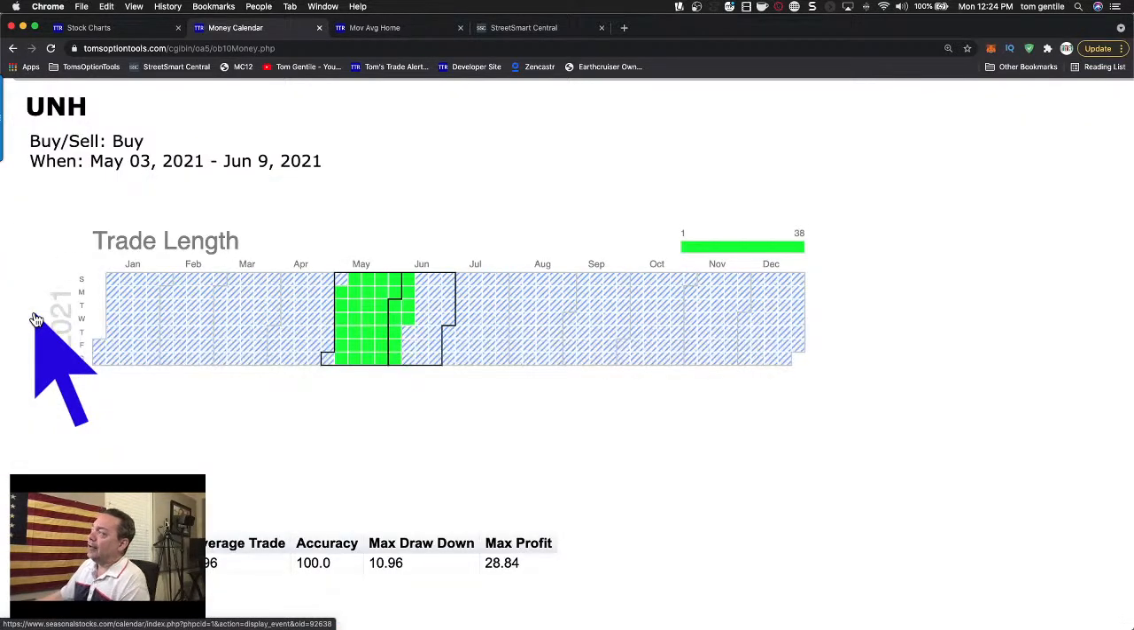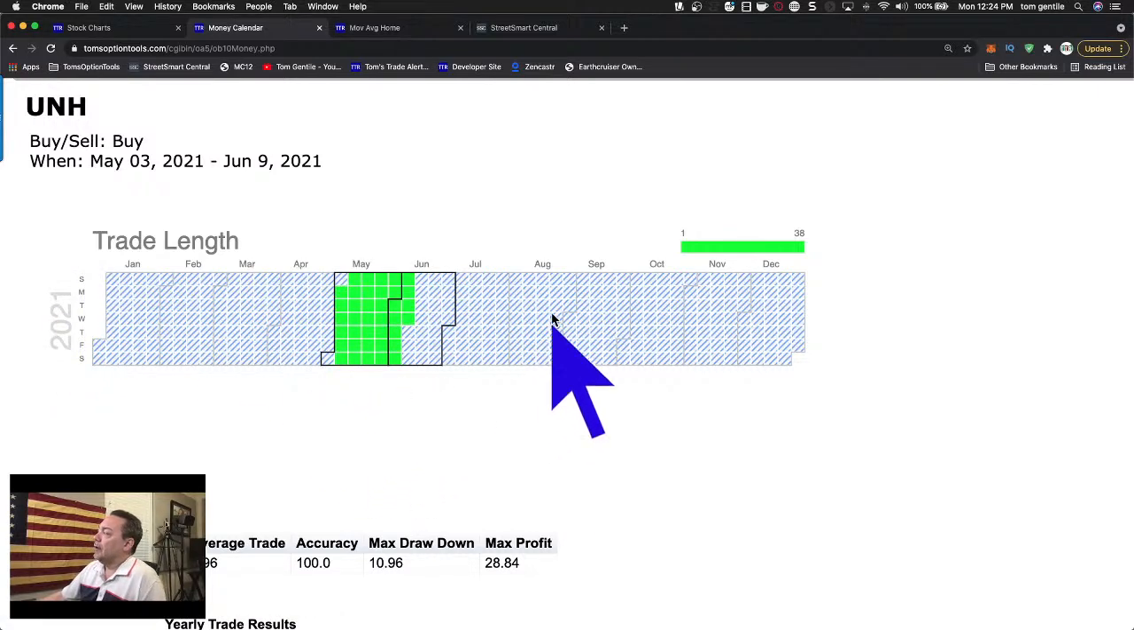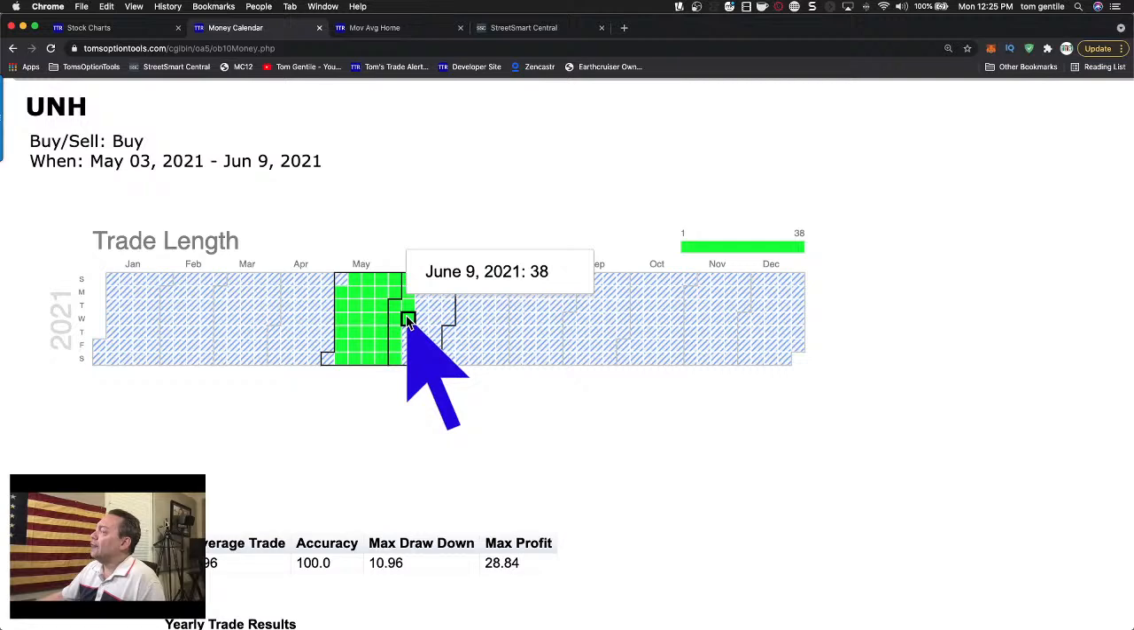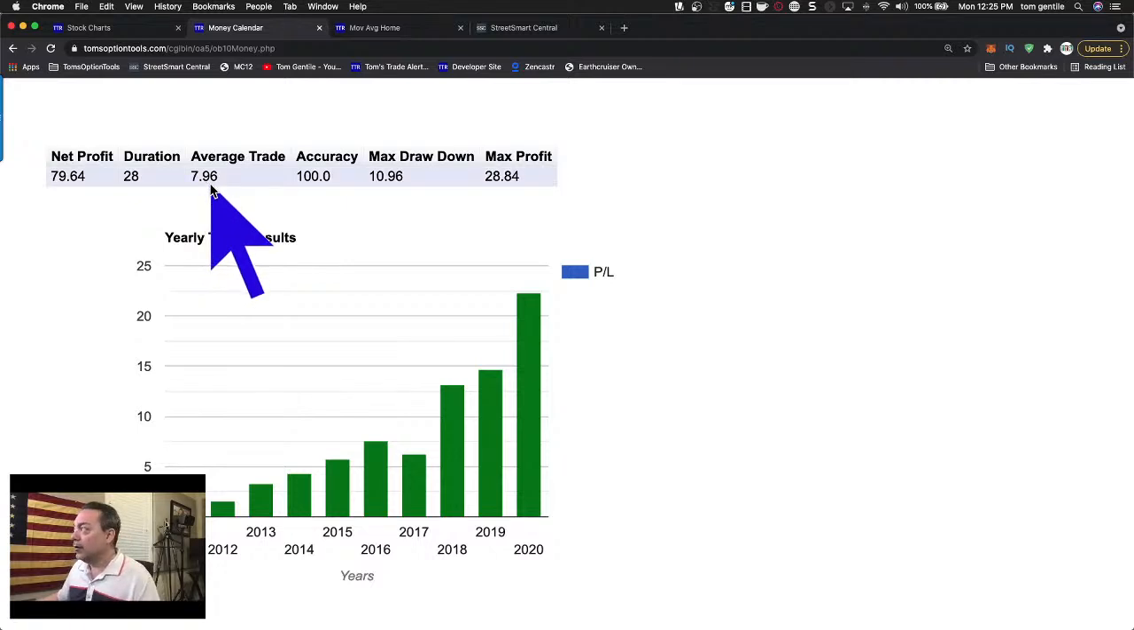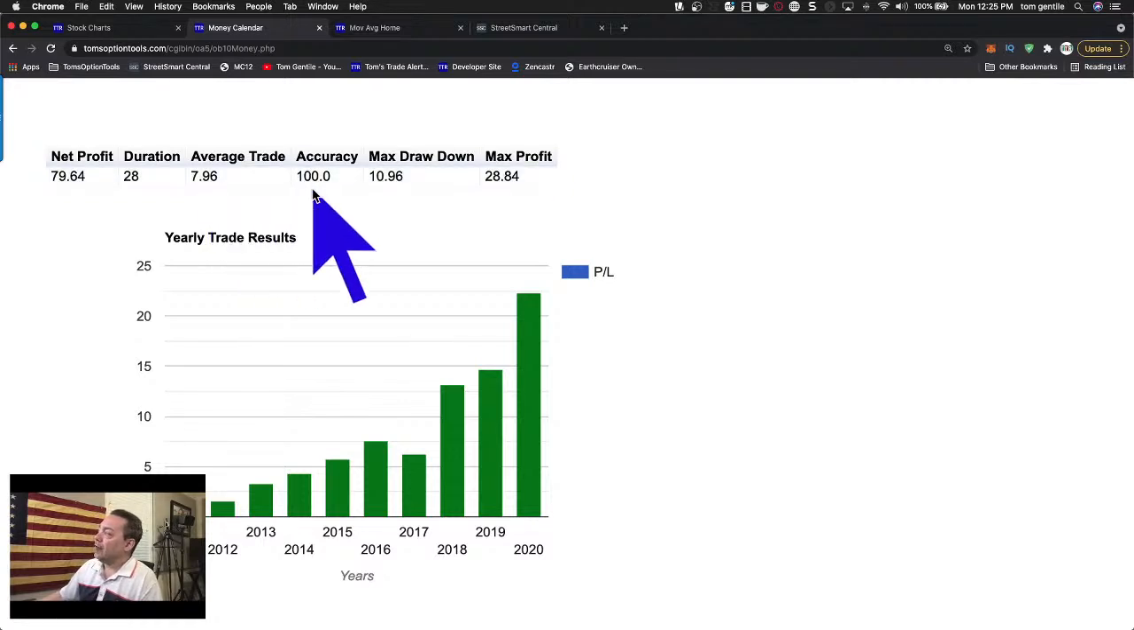So if I go in and I look at UNH, I'm going to try to look at some more information on it. So the bullish pattern starts today and runs all the way out to June 9th. Now I know that this has averaged just less than $8 per year, per pattern. All right? 100% accurate. That means the last 10 years, United Healthcare has gone up.